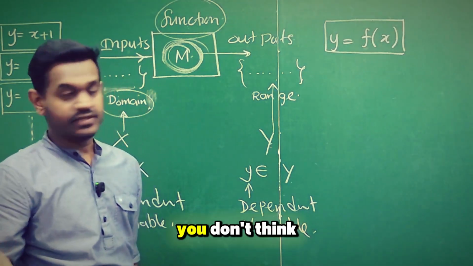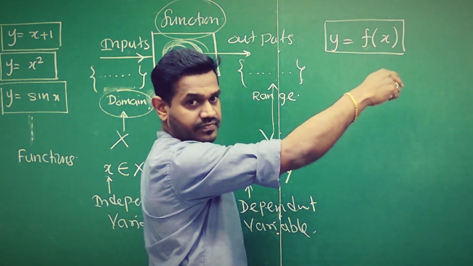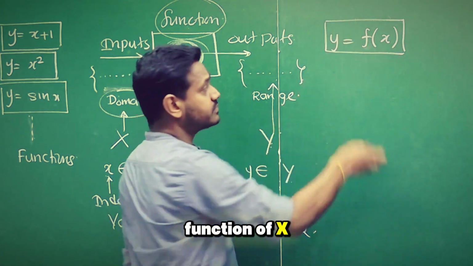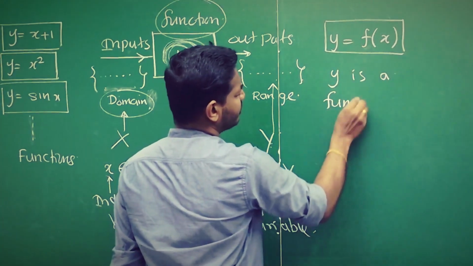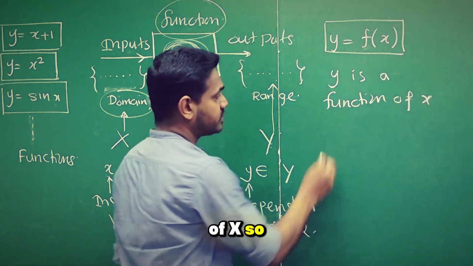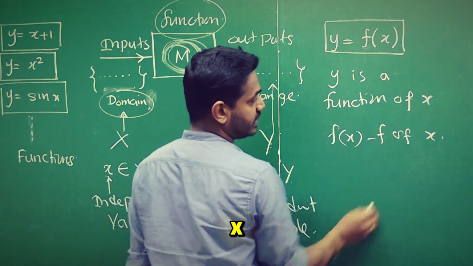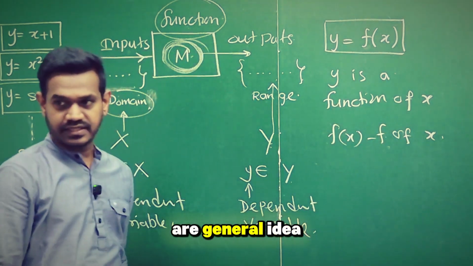Okay, f of x. You shouldn't think this is f times x. This is not f times x, okay? This notation represents y is a function of x. Here y is a function of x. So f(x) we say f of x, or function of x. So those are general ideas.